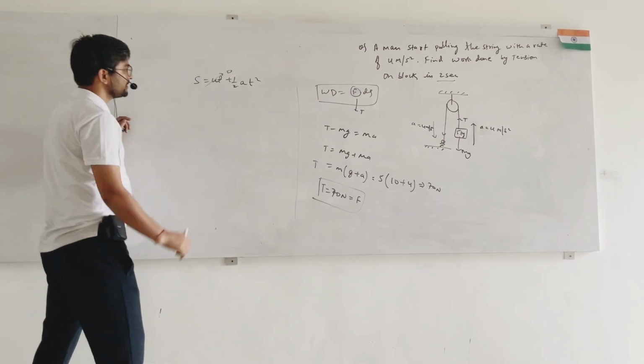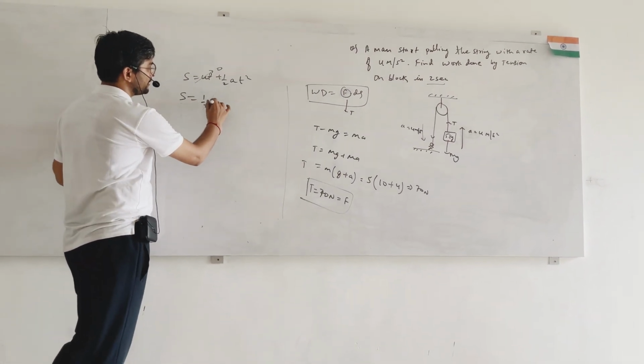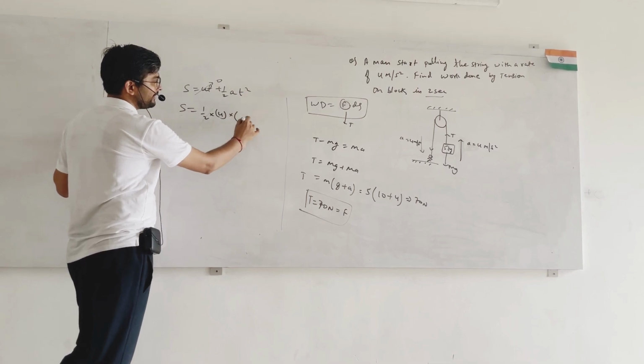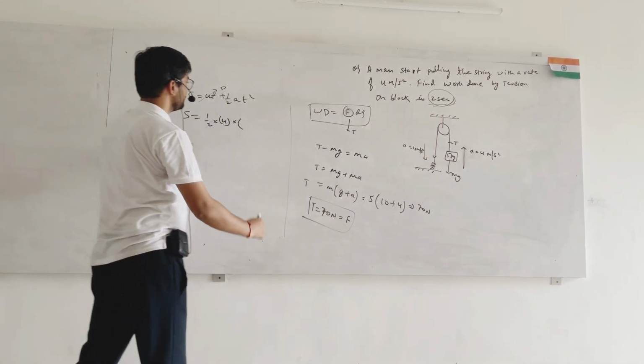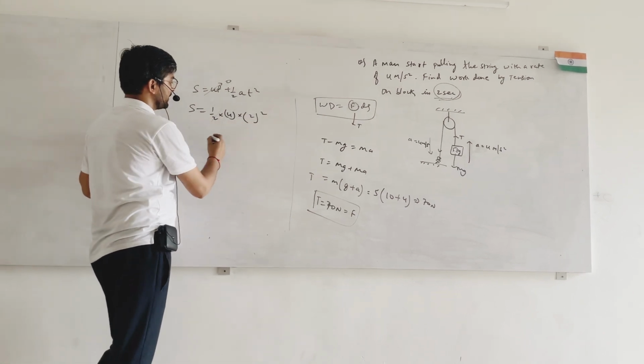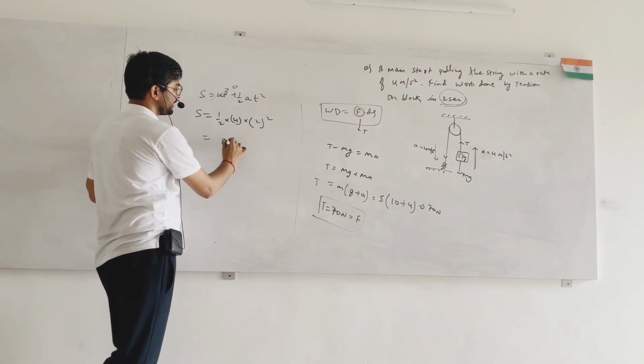Okay. So what is the displacement? Displacement is half into a, which is 4, and the time is given in the question. The time is 2 seconds. So this is 2 square. How much is this value? This value is 8 meter.